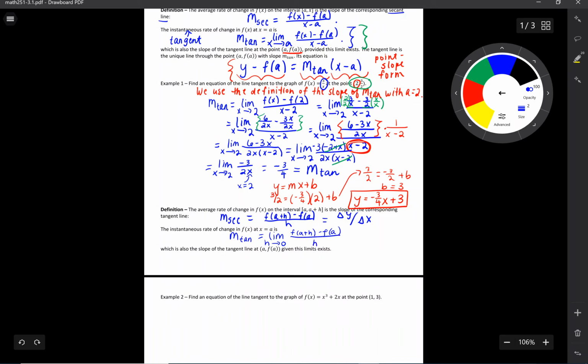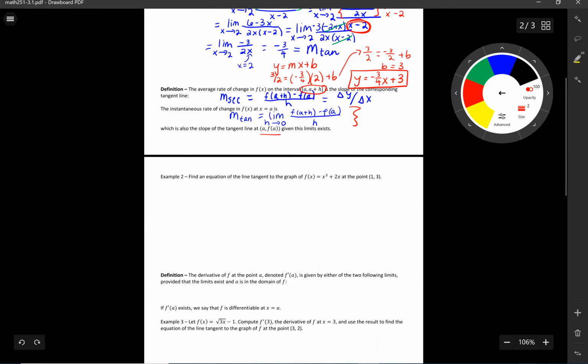over h. So this is just another flavor of the m sub sec and m sub tan equation that we just learned, except we name our intervals differently. Here I'm on the interval from a to a plus h, and the other one I was on the interval from a to x. They are equivalent. We can use either one of them any of the time. Sometimes it will be easier to use one or the other, but they are both equivalent, mathematically speaking. And remember, this is the slope of the tangent line at the point a comma f of a, given that this limit exists.